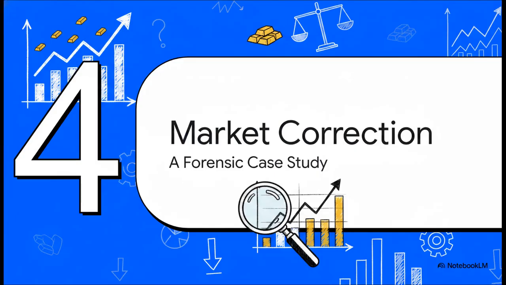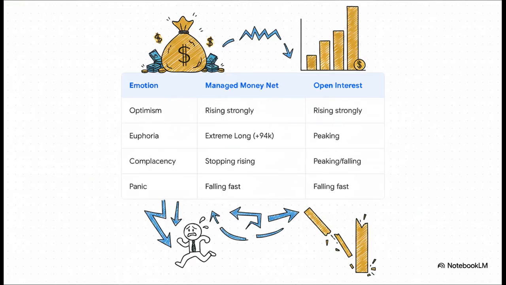Which brings us to Section 4, Anatomy of a Market Correction. Now we're going to do a forensic case study and put all this theory into practice with real data. The famous Wall Street cheat sheet psychology cycle maps flawlessly onto cold, hard COT data. Human greed and fear literally show up in the math. The euphoria stage perfectly aligns with an extreme, managed money net long position, like the massive plus 94,000 contracts we saw back in May 2026.